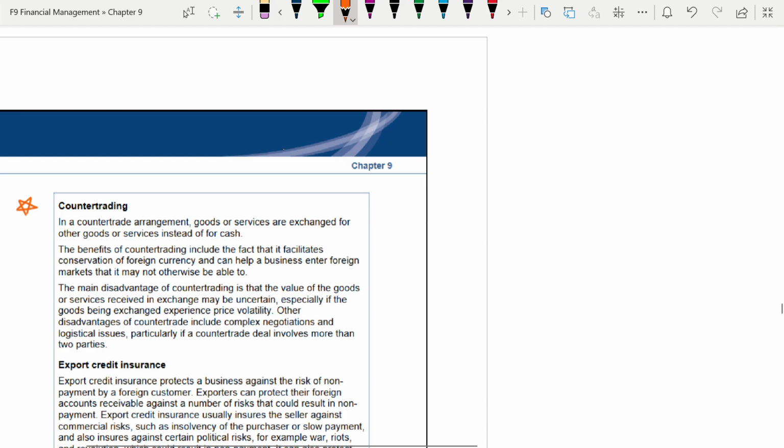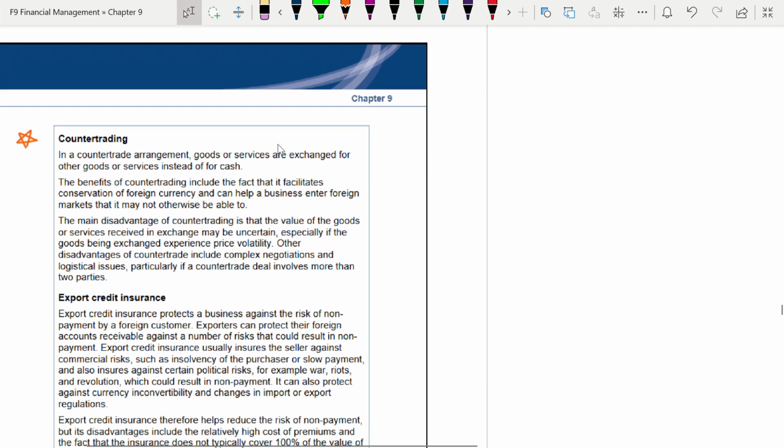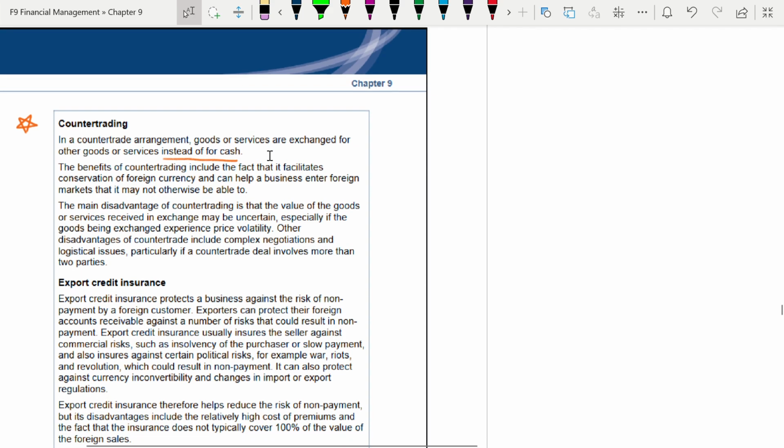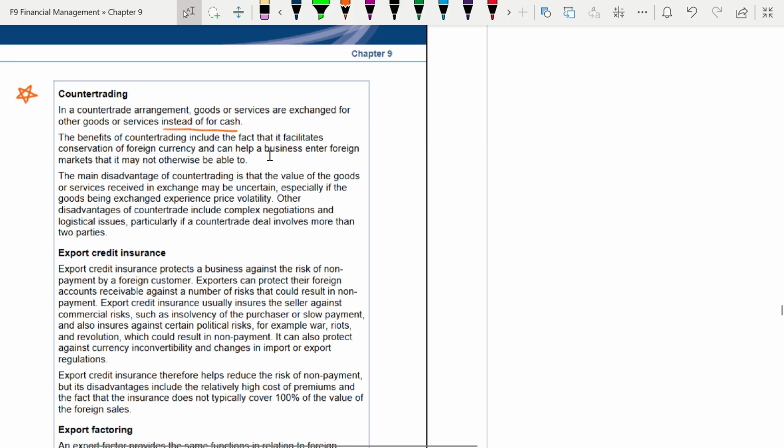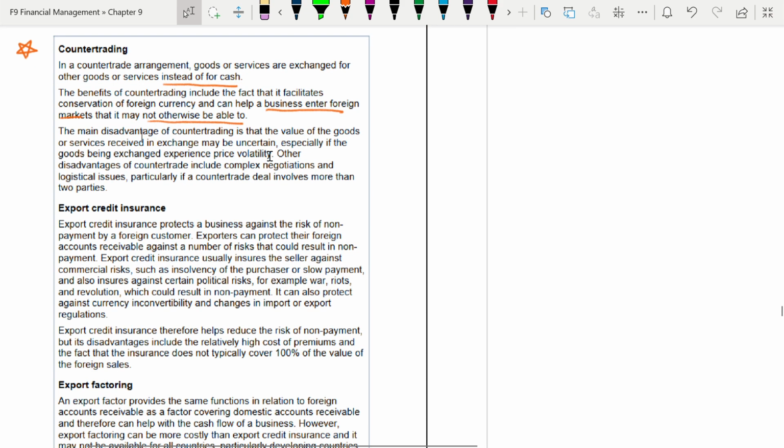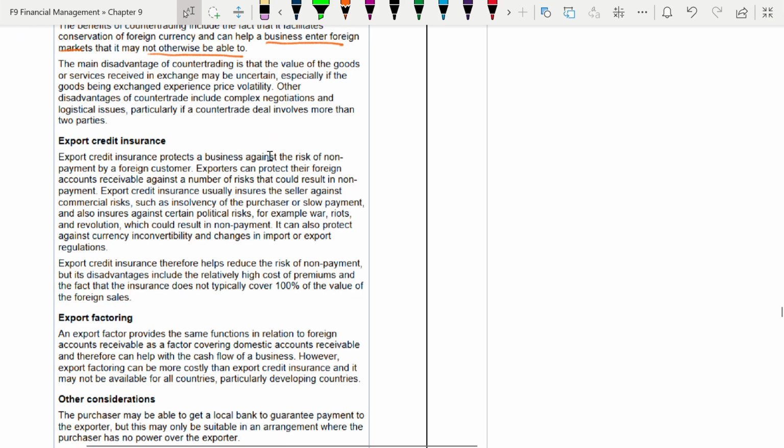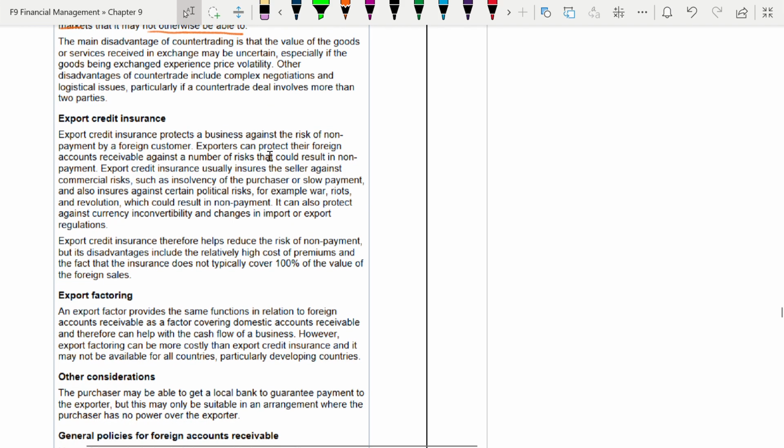You have counter trading. Counter trading is nothing but exchanging other goods instead of cash. It is one of the old businesses. In a counter trade arrangement, goods are exchanged and other goods are sold instead of cash. It facilitates conversion of foreign currency, and businesses can enter foreign markets that they may not otherwise be able to. The main thing is to avoid the foreign currency. Export credit insurance protects the business against the risk of non-payment by a foreign customer.